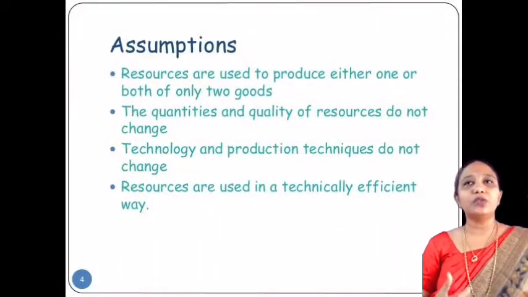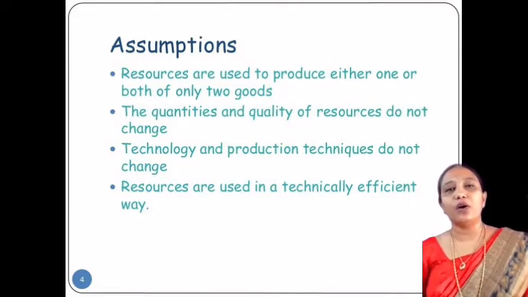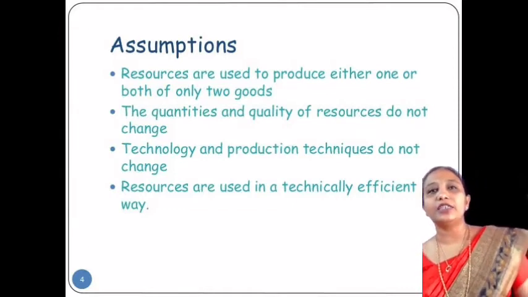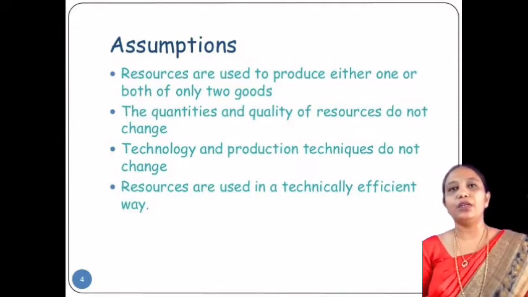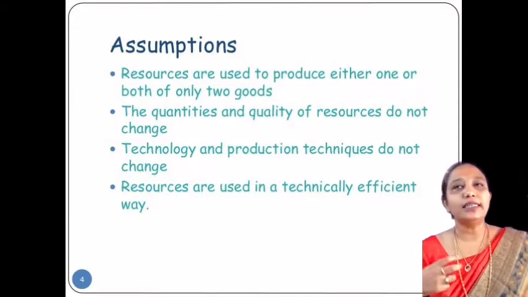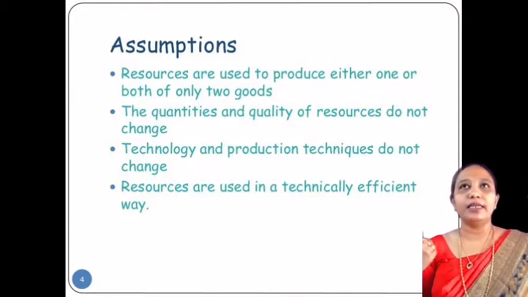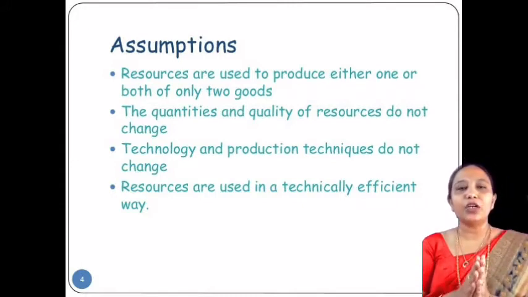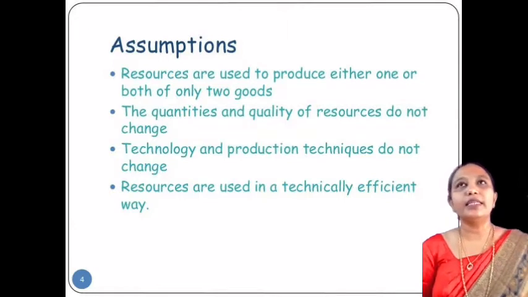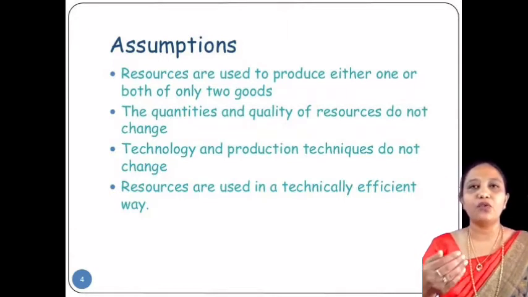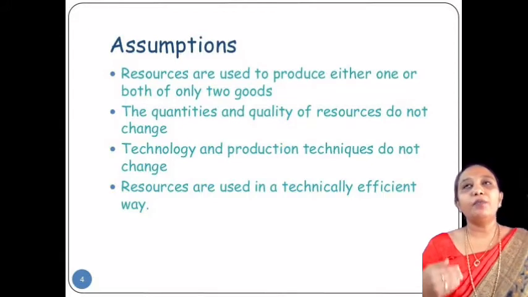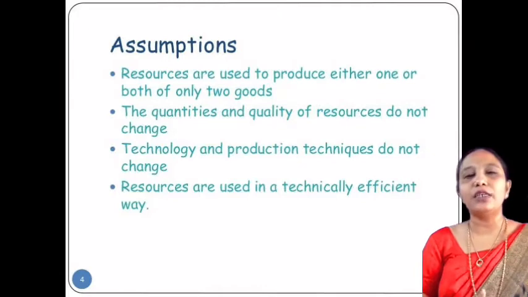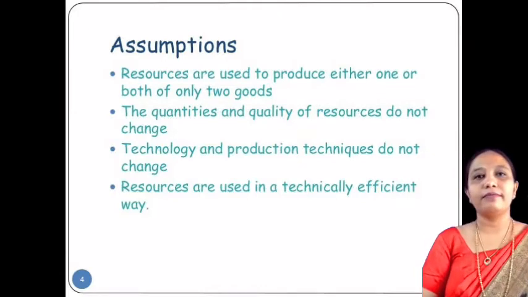The resources found in the economy have to be fully and efficiently utilized. What will be the next assumption? The resources are not equally efficient in the production of all the products. When resources are transferred from the production of one good, the productivity decreases in the other. And the level of technology is assumed to be constant.